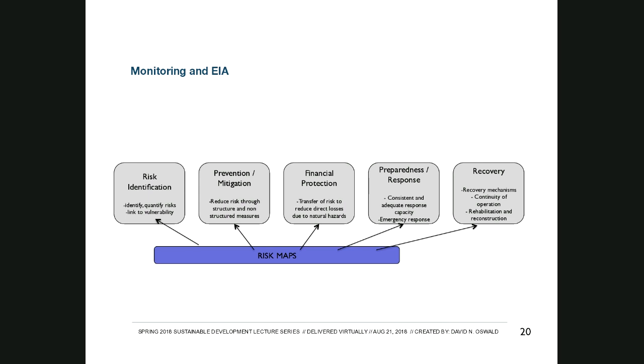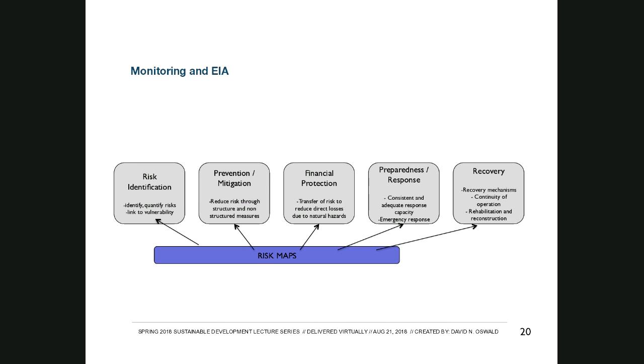Next, we have financial protection: transfer of the risk to reduce direct losses. So ensuring that people have proper insurance in areas that are prone to fires, right? Same with floods. Preparedness and response is what we're doing right now: conscious and adequate response capacity. Do we know what to do when things go sideways? I think we're good at that. Canada's very good at that. We've got the military on this.